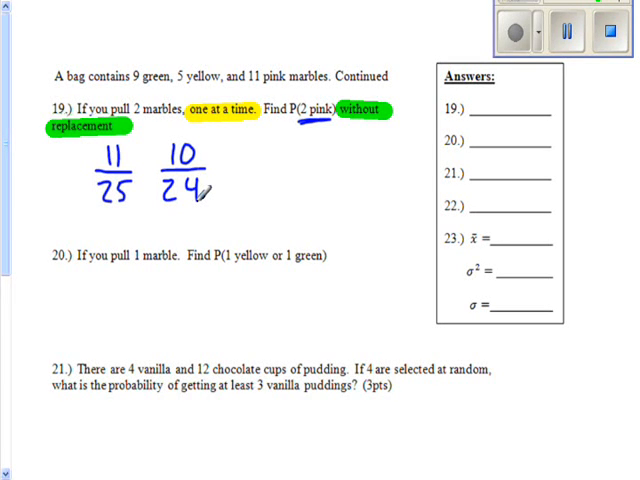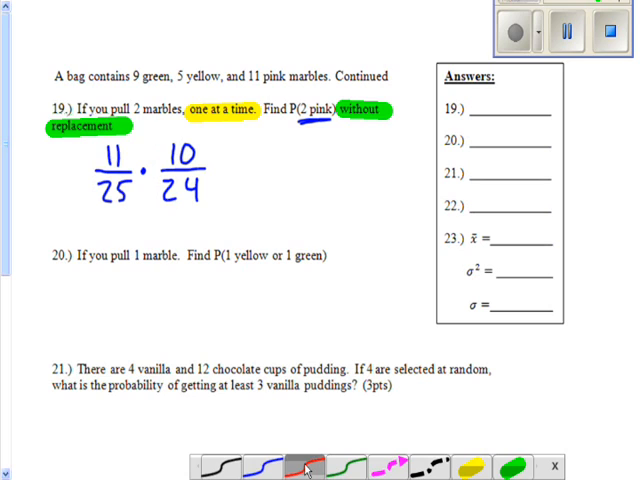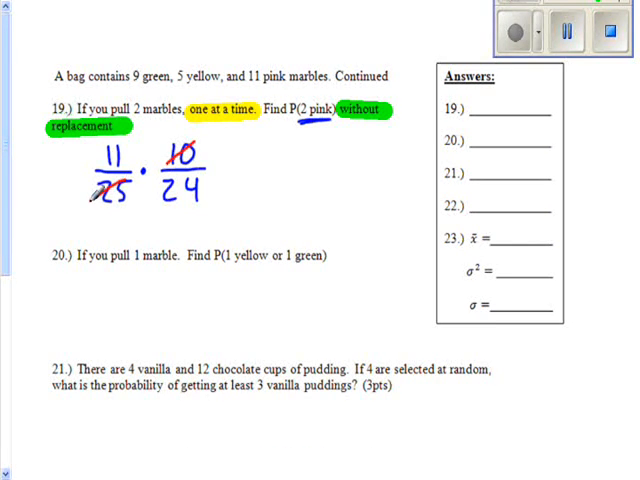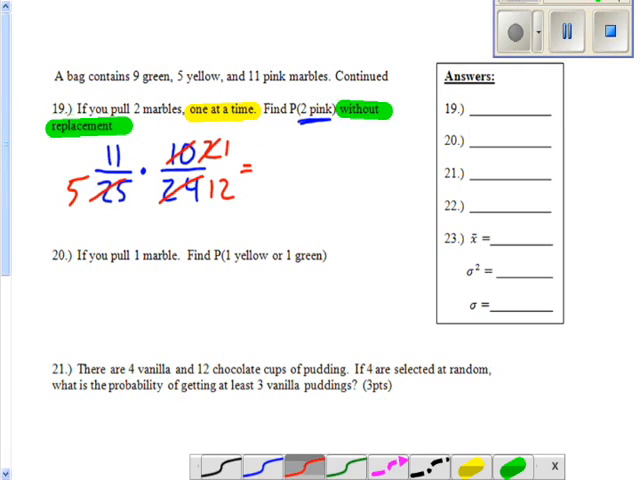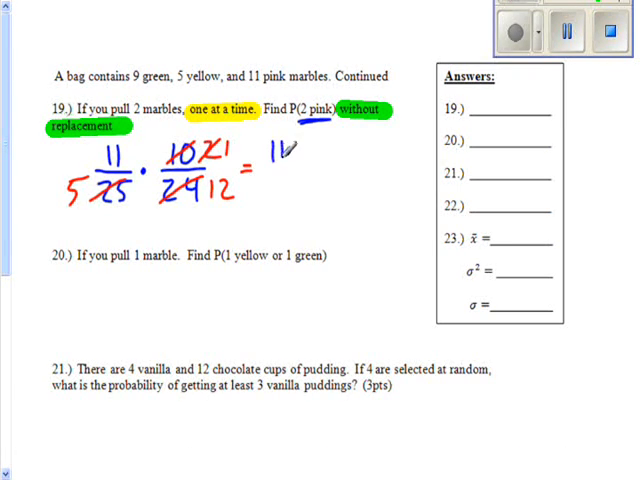Okay, it's still and. The and is implied. I want a pink marble and then another pink marble. So and means we multiply. Now let's reduce this a little bit. I can cross reduce: the 10 and the 25 are each divisible by 5, so that goes to a 2 and a 5. Then I can reduce a little bit more: the 2 and the 24 reduce to a 1 and a 12. Now if I multiply straight across, that's going to give me 11 over 60.